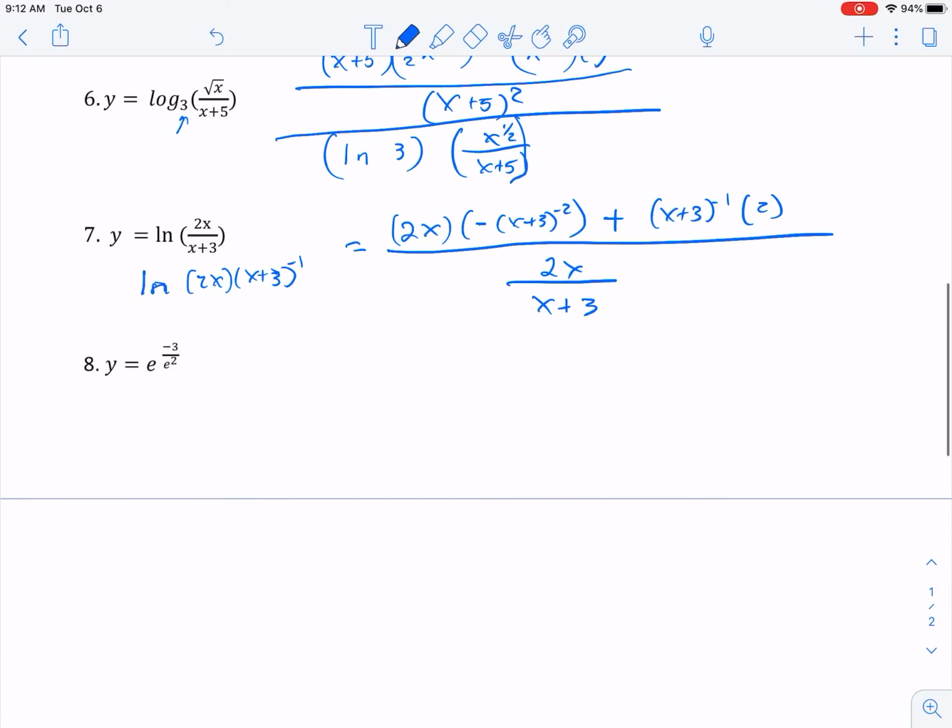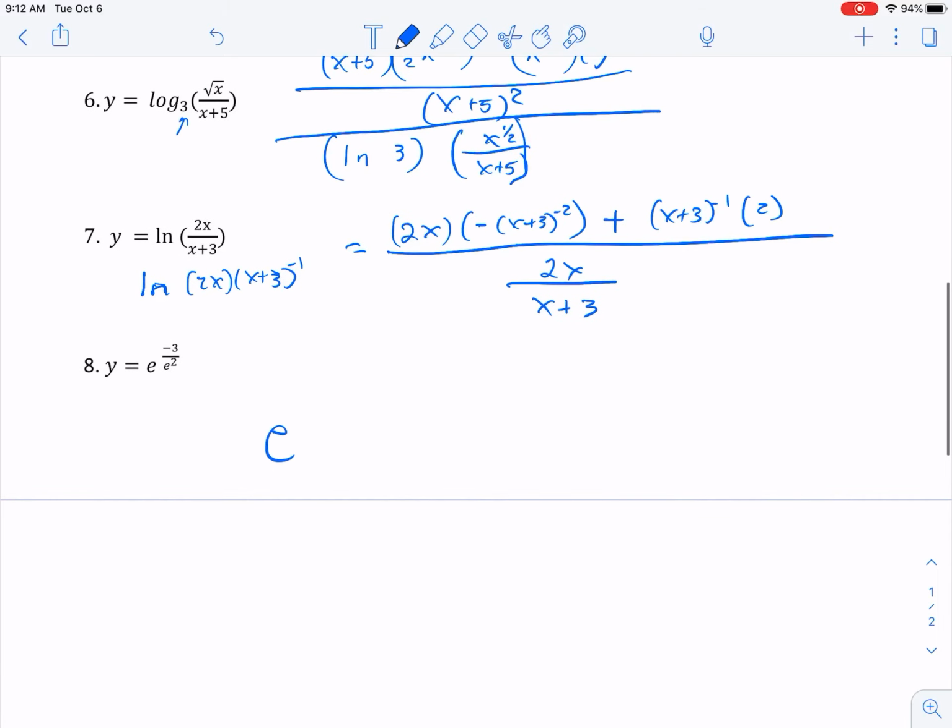And the last one, oh man, is e to the u times the derivative of that. Well, remember that's negative 3e to the negative 2. So that ends up being 6e to the negative 3.